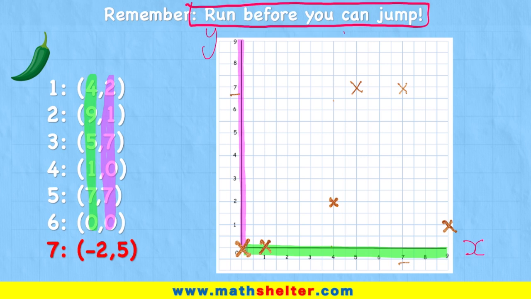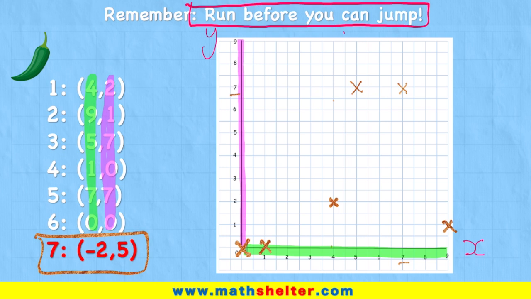Now I have number 7. We've coloured this red because this is a bit of a red chili challenge, because we can see that my number now looks like a negative. So in my brackets I have -2, 5. So what does that mean when I'm looking at a graph like this? Well, it means that I now have to extend my graph and think about what this graph actually represents.